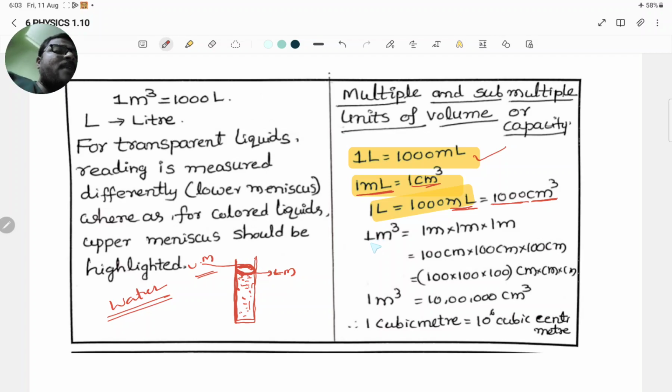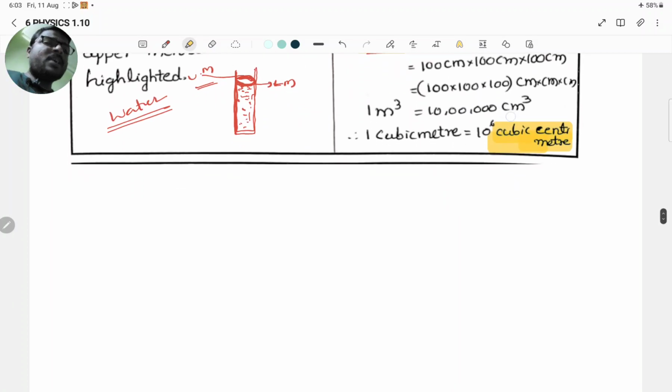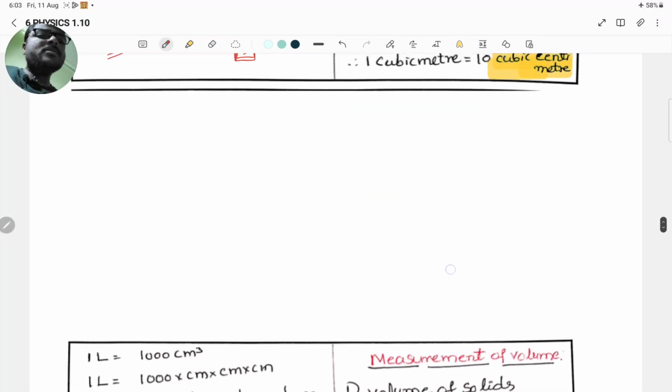Now I want to find out 1 meter cube is equal to how many cubic centimeters. Cubic centimeter is also a unit for volume, and meter cube is also a unit of volume. I just want to calculate the relation between meter cube and centimeter cube. 1 meter cube is equal to 1 meter into 1 meter into 1 meter, because here cube is there. This is nothing but 1 cubic meter.